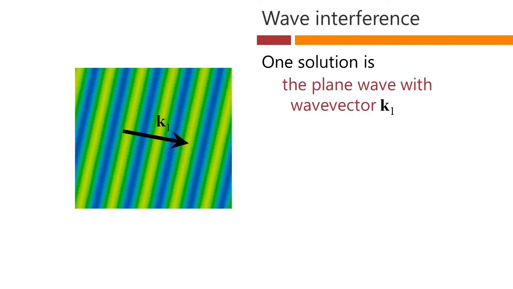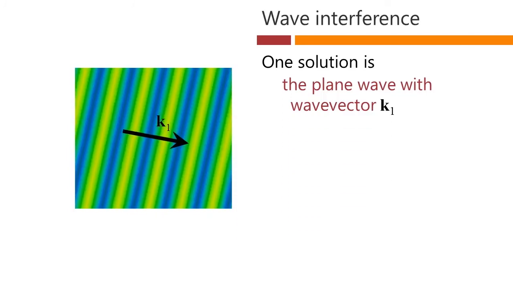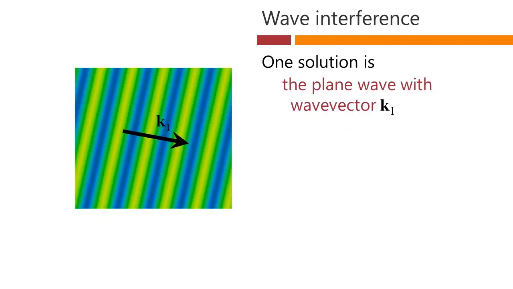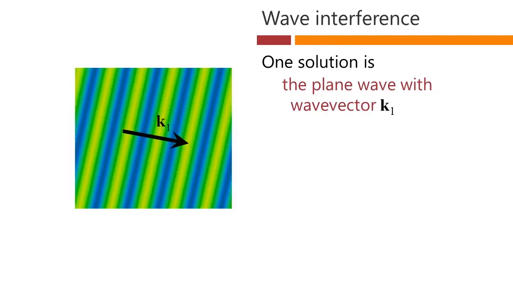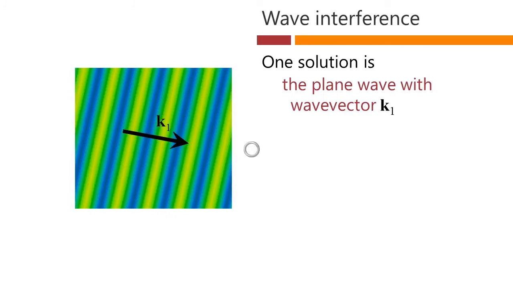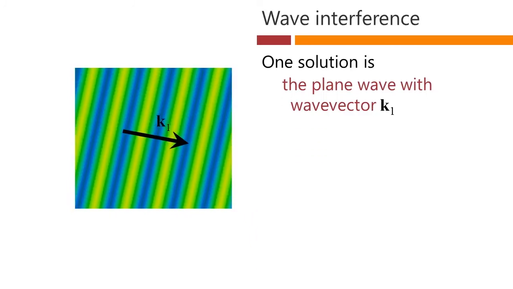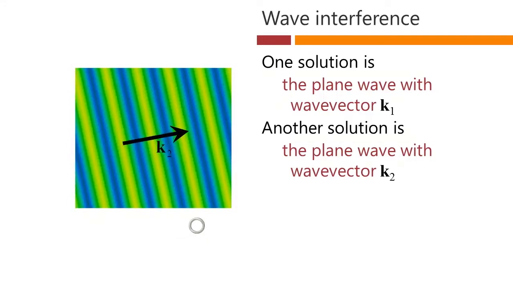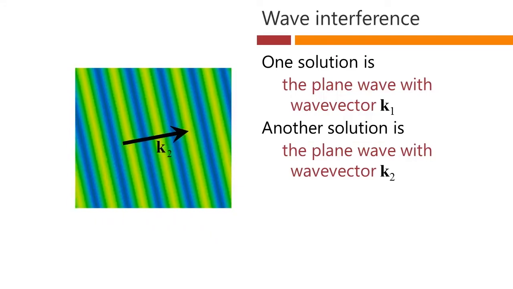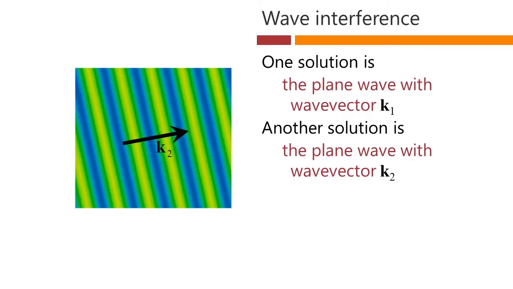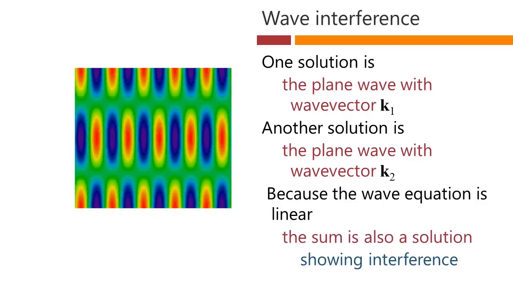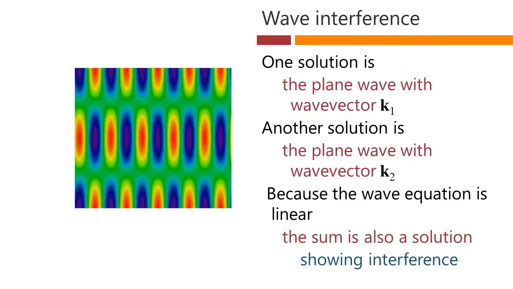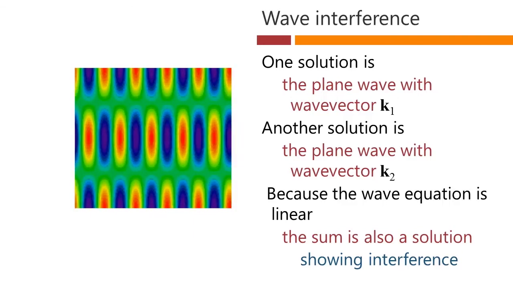So what does a wave like that look like? Well, here is one particular plane wave with a wave vector k1, and it's propagating in this particular direction shown by the vector down here. Another solution would be a plane wave propagating in this other direction, going along here, with another wave vector k2. And we could add the two of them together. Both of them are solutions of the equation. The equation is linear, so we could get the sum of those two waves.